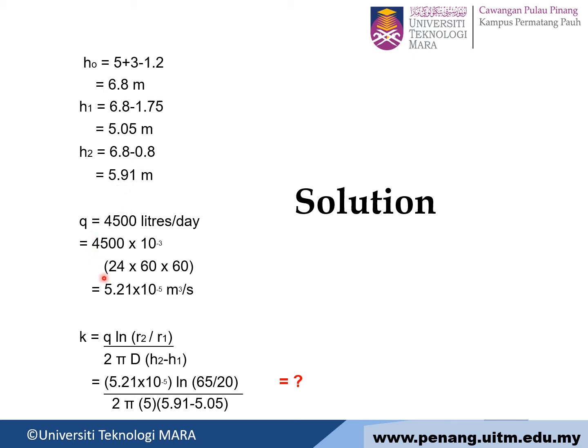So how to determine the value of K? First you have to convert Q from 4,500 liters per day to cubic meters per second. So this is how to determine the Q value. And then K is equal to Q ln(R2 over R1) divided by 2 pi D times (H2 minus H1). So what is the final answer?